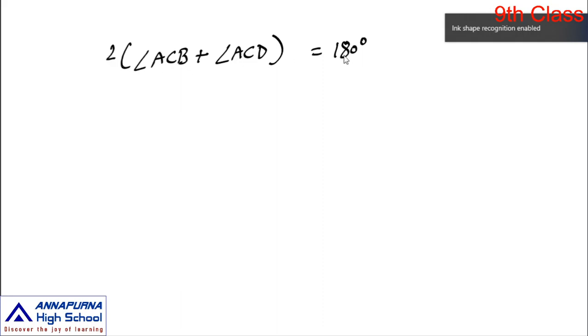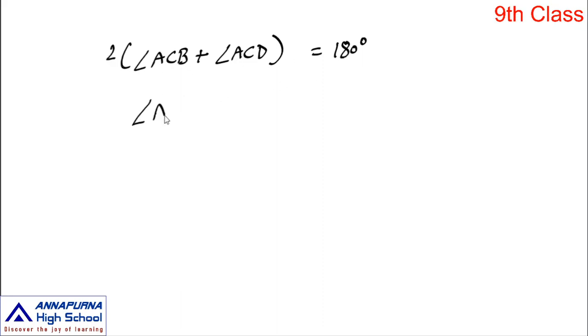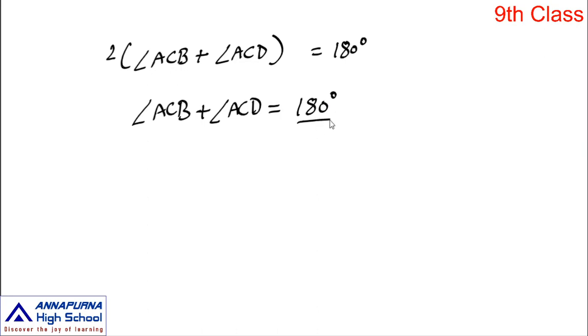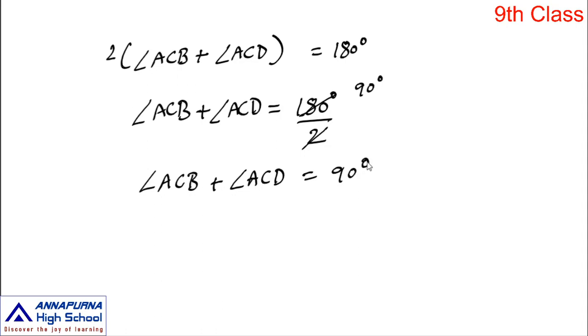Transposing 2 to the right hand side, angle ACB plus angle ACD is equal to 180 degrees by 2. 2 cancelled, 180 degrees becomes 90 degrees. So angle ACB plus angle ACD is equal to 90 degrees.